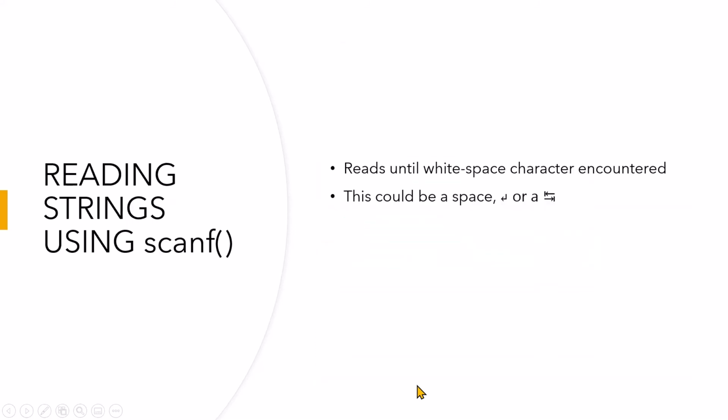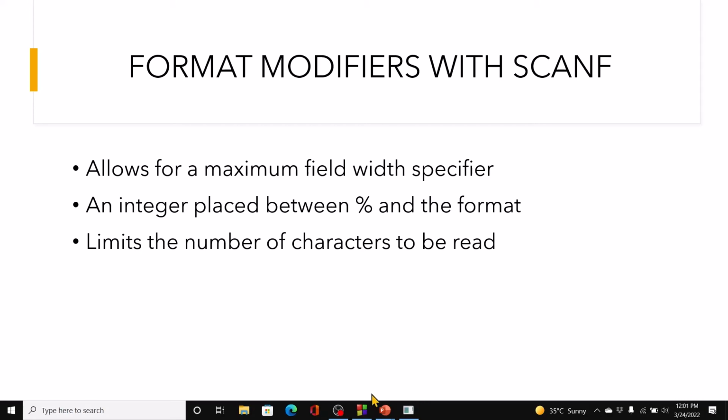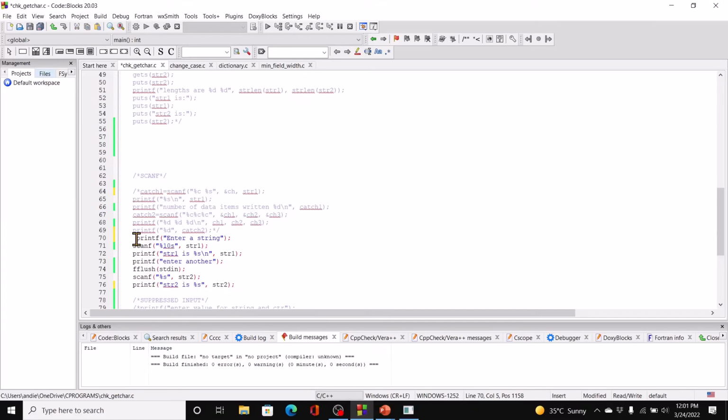Reading strings using scanf reads until a white space character is encountered. This could be a space, enter, or a tab. We know that, right? Format modifiers with scanf allow for a maximum field width specifier. That is an integer placed between the percent sign and the format, which limits the number of characters to be read. So now going back to that file: printf enter a string, scanf %10s. We are specifying the number of characters. And then printing that out, enter another string, fflush, scanf %s str2, and then of course str2.